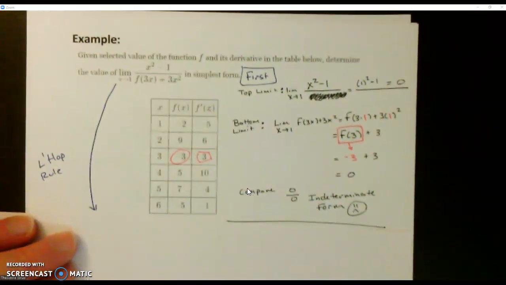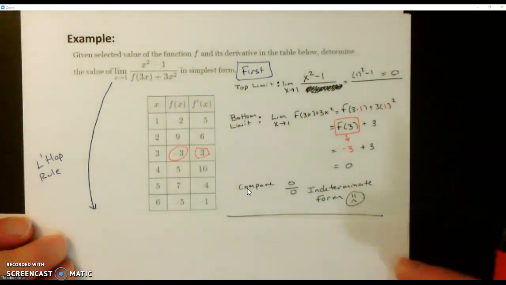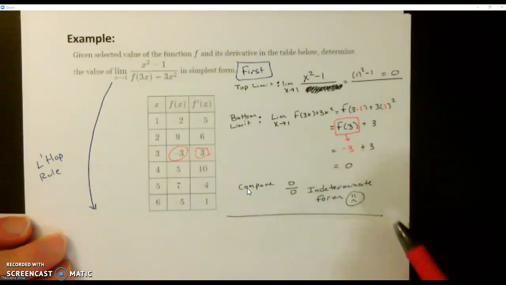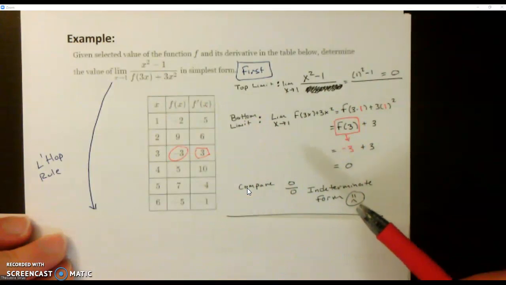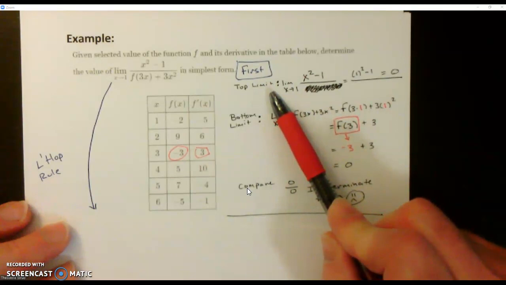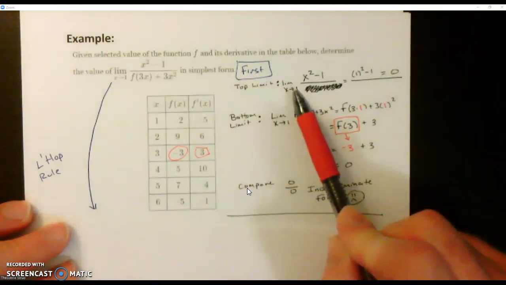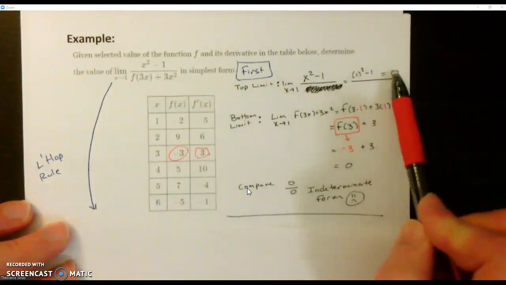So if you look at this first example, given select values of the function f and its derivative in the table below, determine the value of the limit as x goes to 1 of x squared minus 1 over f of 3x plus 3x squared. First thing I'm going to do is try direct substitution. I'm going to plug 1 into the numerator. So taking the top part, plug in 1, we get 1 minus 1 is 0.